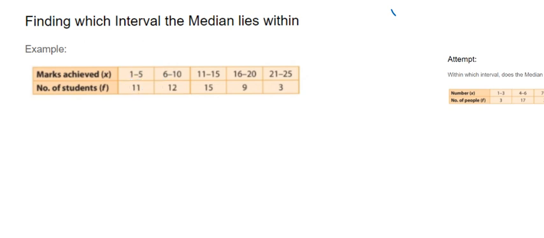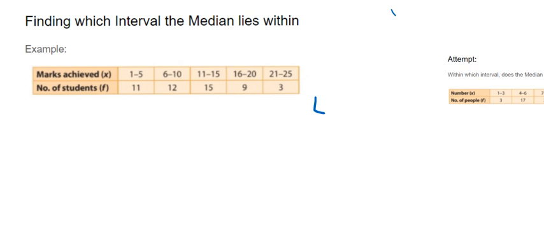First of all, if I just added up all my frequencies here, 11 plus 12 is 23, plus 15 is 38, plus 9 is 37, plus 3 is 40. So there's 40 different students in this example.